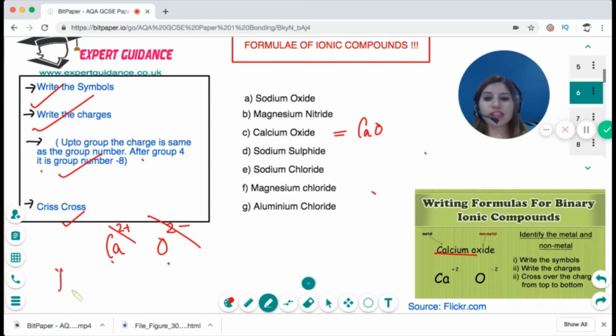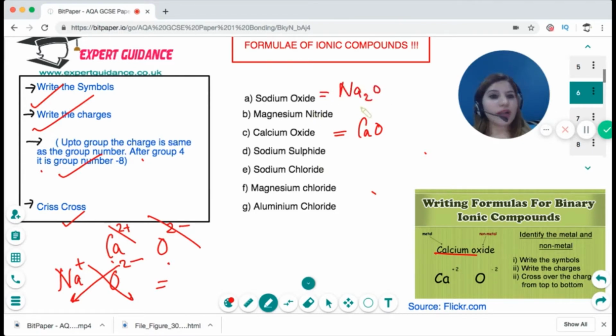Sodium oxide: sodium is in group 1, has a +1 charge. Oxygen is group 6, 6 minus 8 is 2-. Then you crisscross: the 2 of oxygen comes underneath sodium and the 1 of sodium comes underneath oxygen. Remember, it's the numbers that get crisscrossed. Generally, we do not write 1, so the formula would be Na2O.